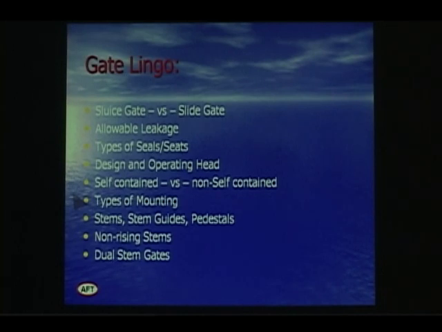Today, rather than just talk about the gate that you have, I was going to run down through some of the gate lingo: sluice gates versus slide gates, the allowable leakage, types of seals or seats on these types of gates, what is a design head and operating head, the differences between self-contained and non-self-contained gates, some of the mountings of how these gates are installed, stem guides, some of the nomenclature of the various components of a cast iron gate, and then talk about some non-rising stems and dual stem gates.